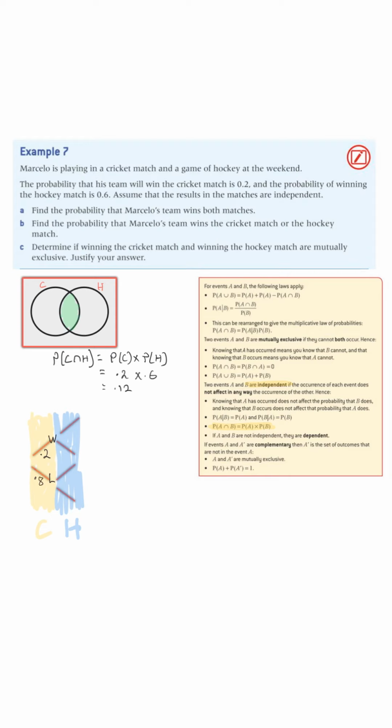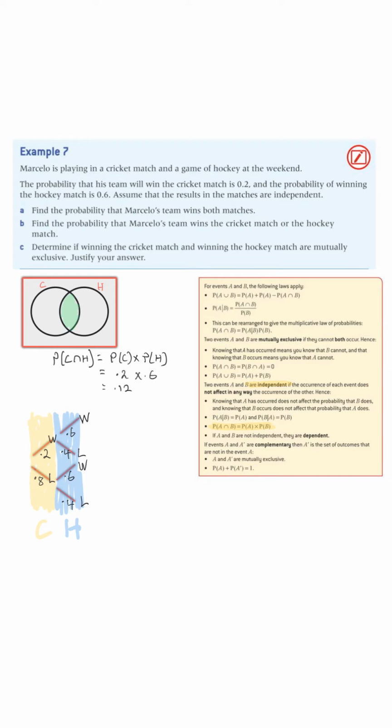Now for the hockey match, winning is a 0.6. So we can write 0.6 here. That's for the hockey match, winning. If winning is 0.6, then losing is 0.4. Now similarly here, winning is 0.6, losing is 0.4.